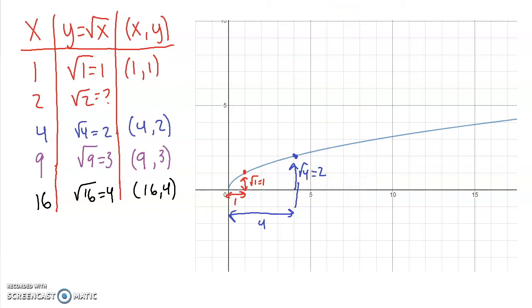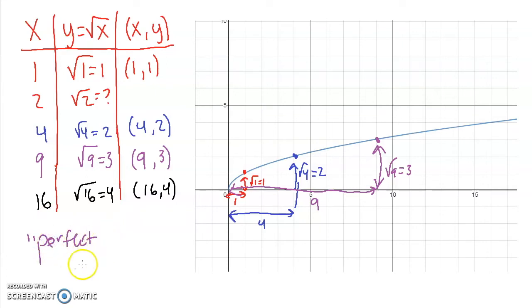But what about the square root of 9? If I moved over 9, 1, 2, 3, 4, 5, 6, 7, 8, 9, I'm supposed to go up the square root of 9, and the square root of 9 is just 3. And look at that. It ends up right there on the corner of our graph. So what I'm doing is I'm picking numbers that are considered perfect squares.